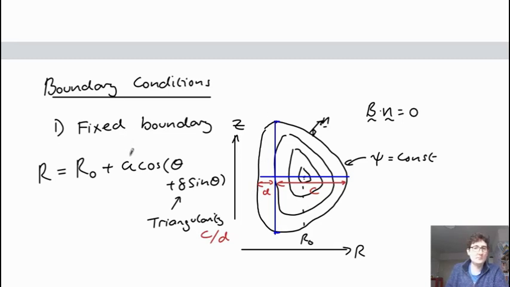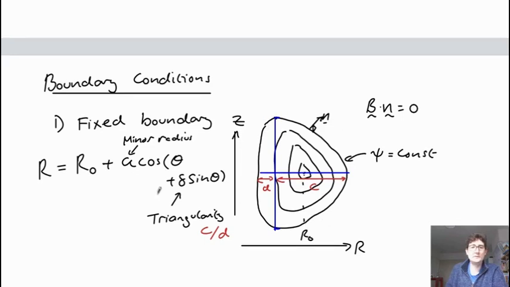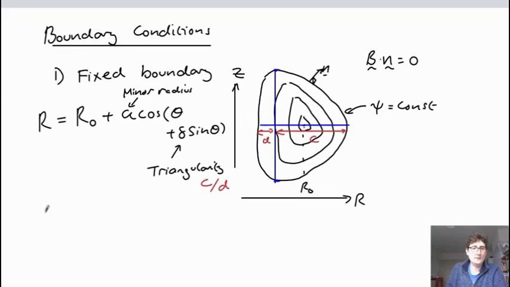A is the minor radius. And then theta is the poloidal angle around here. So if triangularity is 0, obviously then it's just a circle. And then the Z is a bit simpler. So this has kappa, which is an ellipticity, times the minor radius times sine theta. So kappa is called ellipticity.